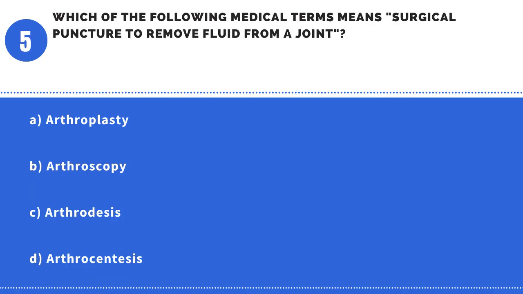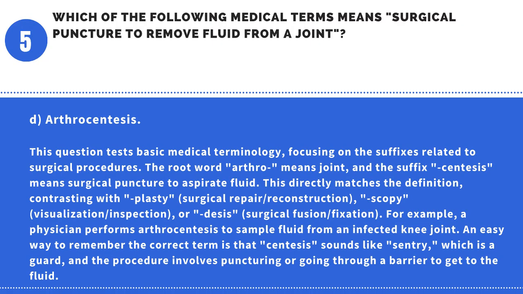Question 5. Which of the following medical terms means surgical puncture to remove fluid from a joint? A. Arthroplasty. B. Arthroscopy. C. Arthrodesis. D. Arthrocentesis. Answer. D. Arthrocentesis. This question tests basic medical terminology, focusing on the suffixes related to surgical procedures. The root word arthro- means joint, and the suffix centesis means surgical puncture to aspirate fluid.